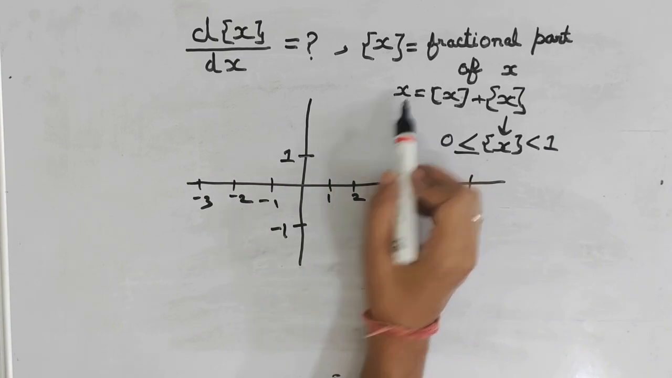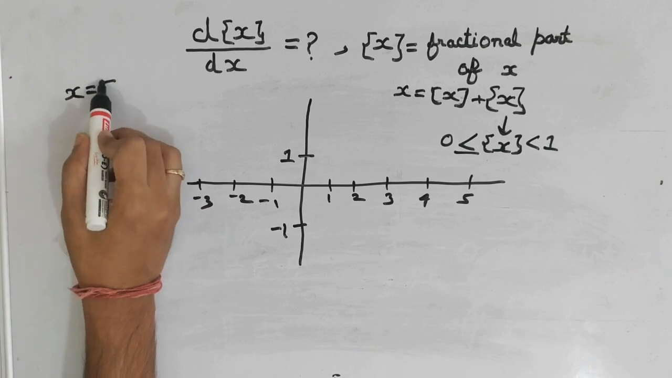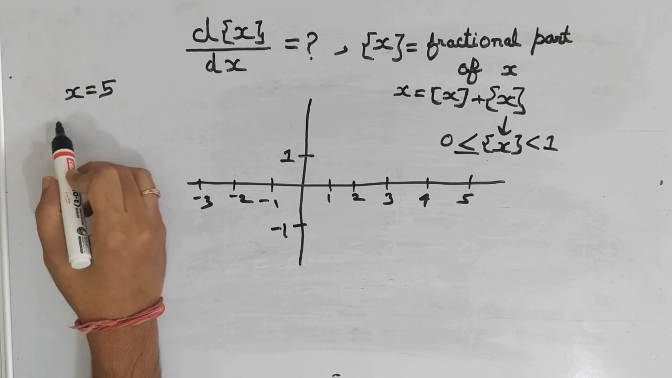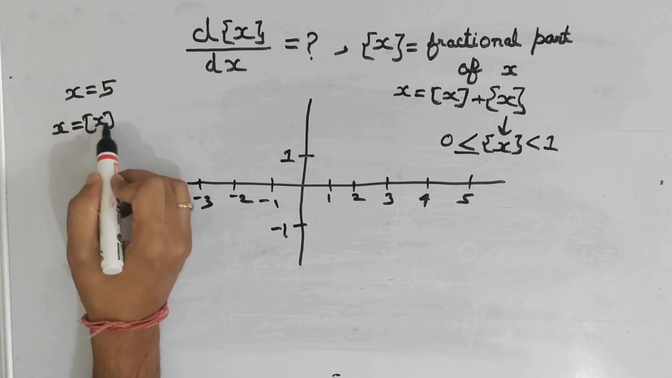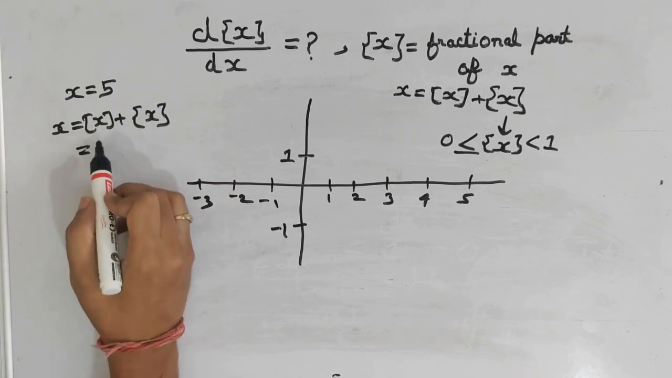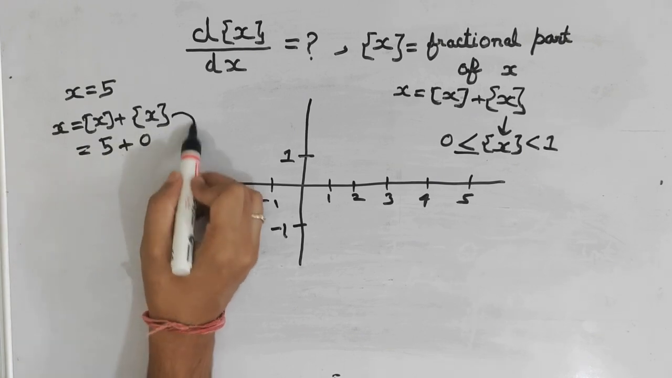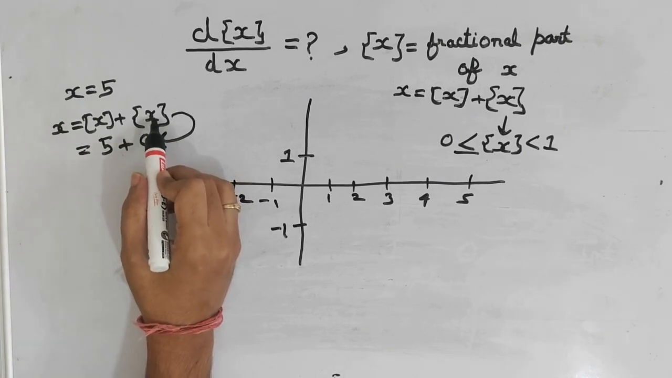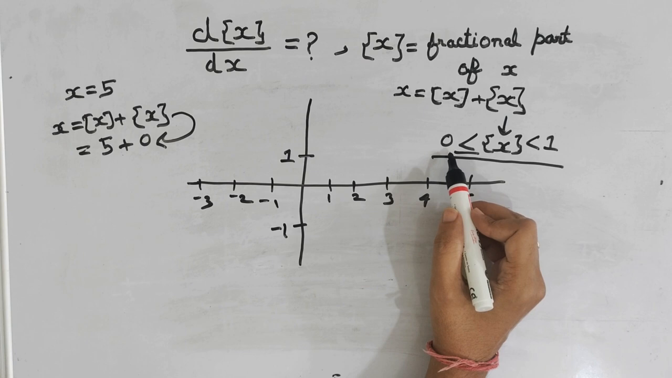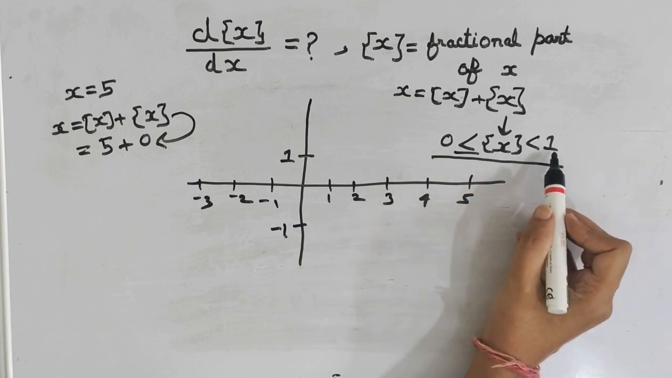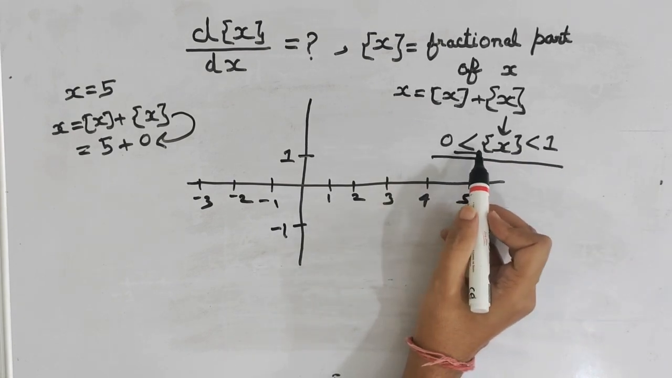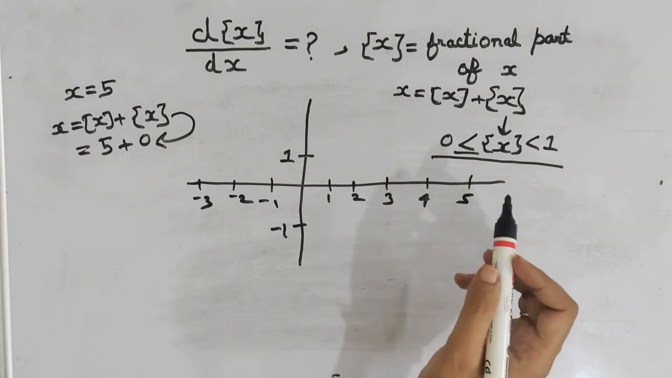Suppose x is equal to 5. Then in this case we can write x = [x] + {x}. Now this is the greatest integer of 5, plus 0. So in this case, the value of the fractional part of x would be 0. So the fractional part of x can be 0, but it cannot be 1. It would always be less than 1, but greater than or equal to 0. I hope this is clear.